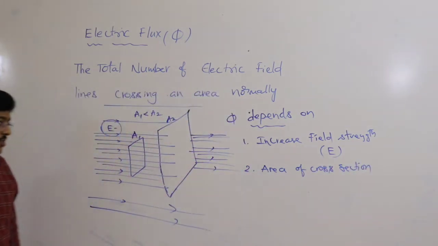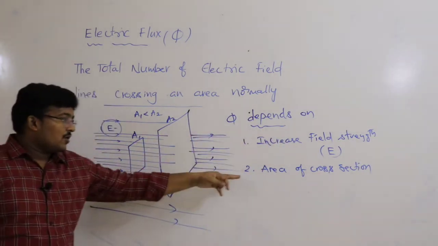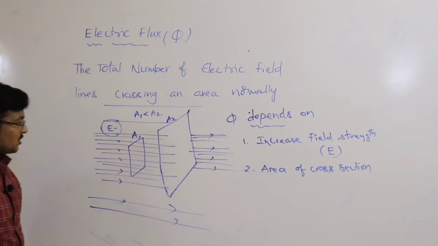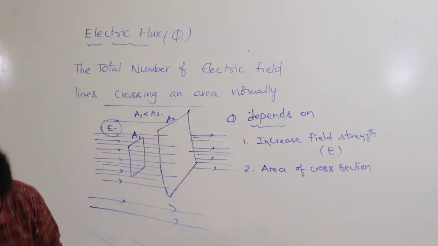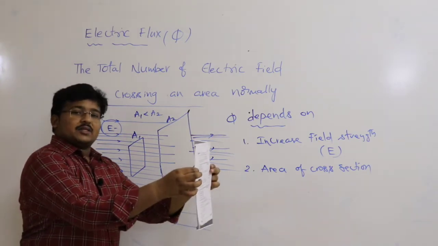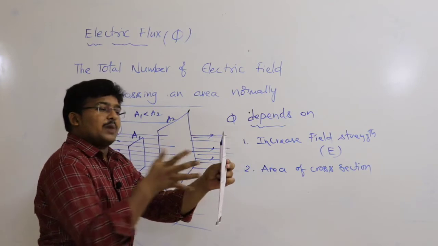Area of cross section. So flux depends on the field strength. Second one, flux depends on area of cross section. Now I may say that the sheet may not be like this. Here the sheet is like this, so that more number of lines are passing.